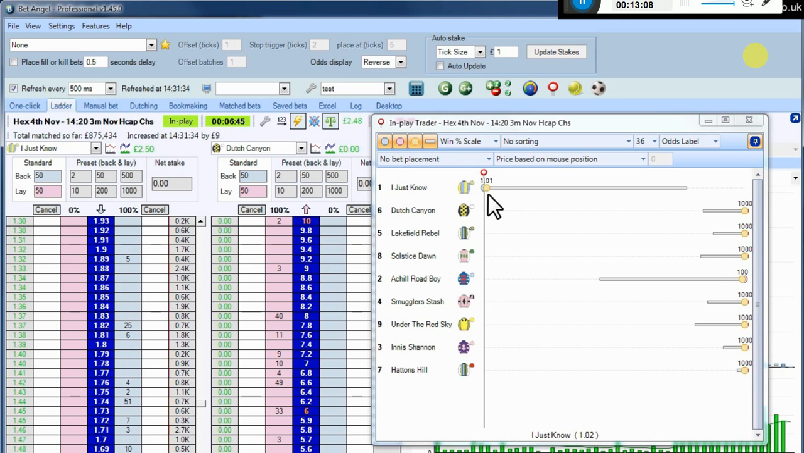1.01 is the finishing odds. So I would have made about £1, I think it's about 80 pence. So by letting the race go in play, I couldn't have lost anything, as you can see on the ladder. But by allowing it to go in play, I've actually nearly tripled my profit.